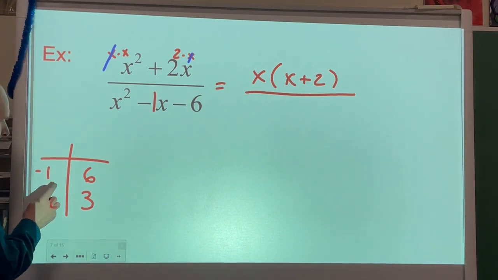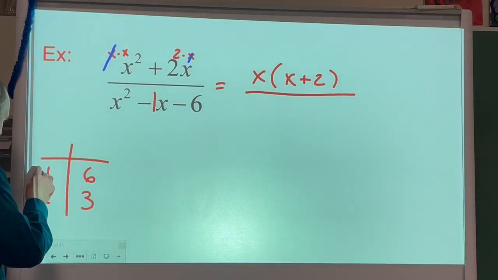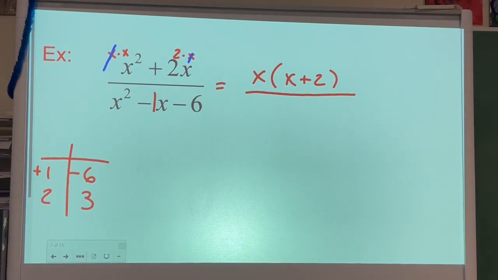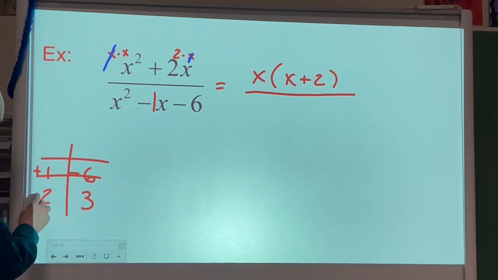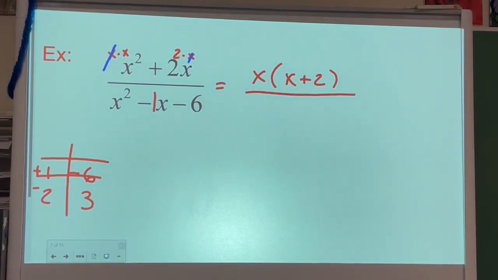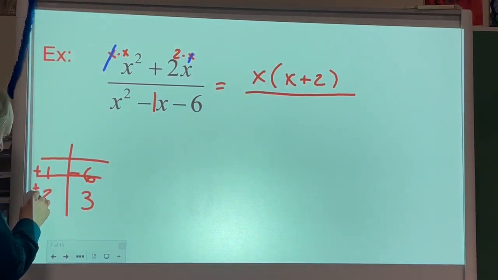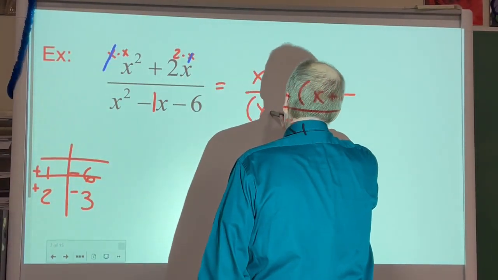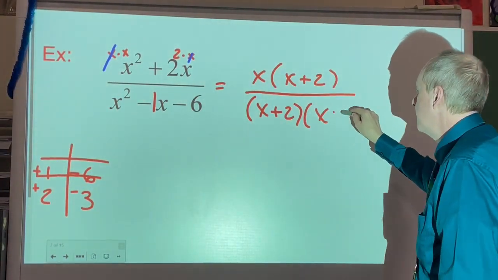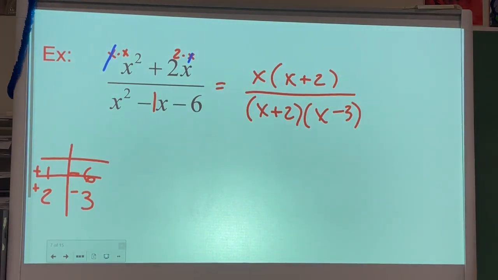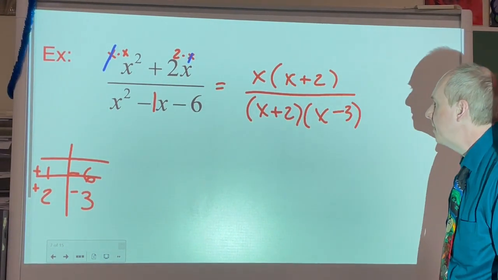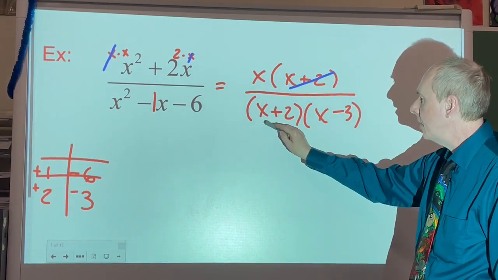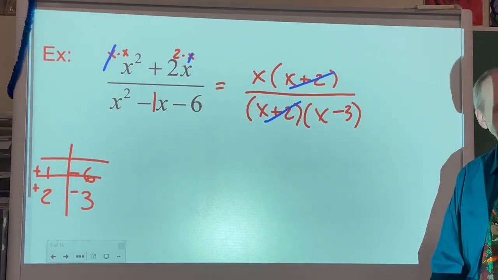Negative 1 plus 6 would be 5. That doesn't work. Let's switch and make that negative. That adds up to negative 5. That doesn't work. Negative 2 plus 3, that's 1. Well, I got the right number, but the wrong sign. So we'll make the 2 the positive, the 3 the negative. This is x plus 2, x minus 3. Looking for twins, looking for things that are the same exact factors. X plus 2 cancels with x plus 2. The whole factor with the whole factor.